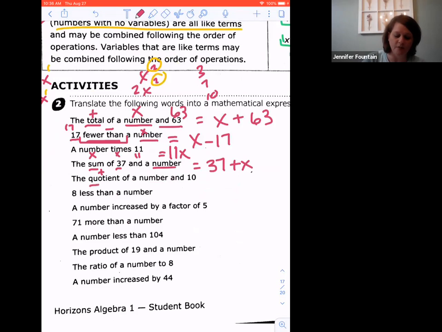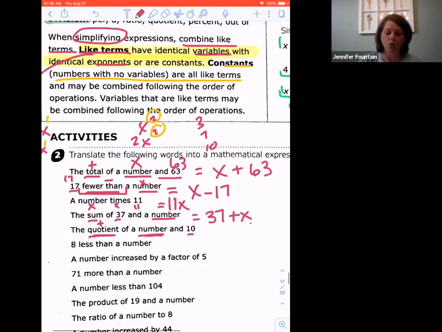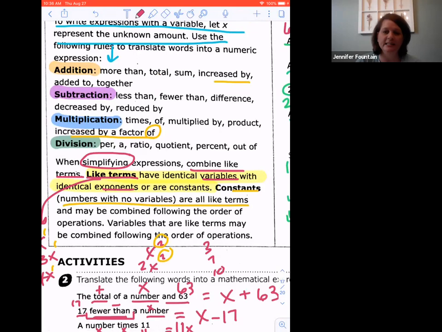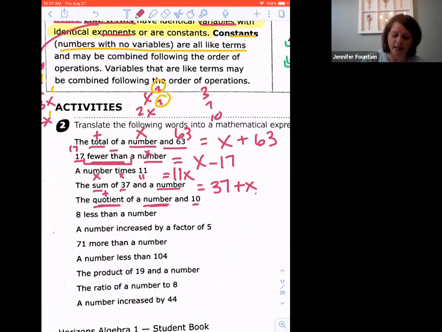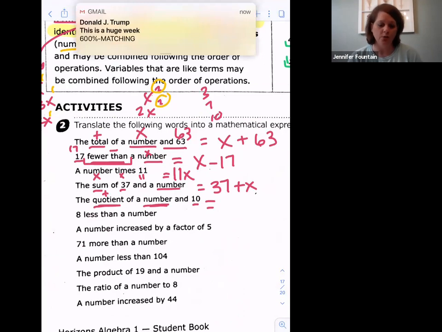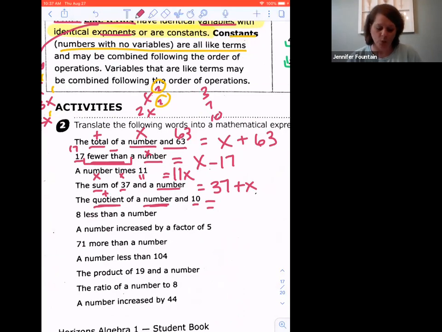Okay, here's a word we may not be very familiar with, quotient. The quotient of a number and 10. Look at your list. Quotient indicates division. If you do not know some of these terms, take time to study them, okay? So I know I'm going to be setting up a division problem. Again, multiplication and addition are commutative. So if I really don't get my order exactly right, it's okay. But division and subtraction do matter. So we've got to make sure that we put them in order.